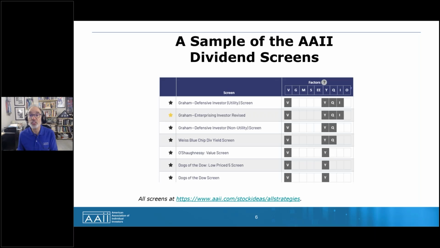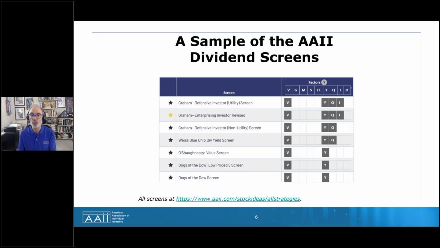Now, here's a sampling of some of the dividend-focused screens we have on AAII.com. We have 9 screens that specifically look for dividend-paying stocks. Now, on this chart on the right side, you'll see letters. The V that you see stands for value, meaning the screens have a valuation component. They're looking for stocks with lower valuations, more attractive valuations.